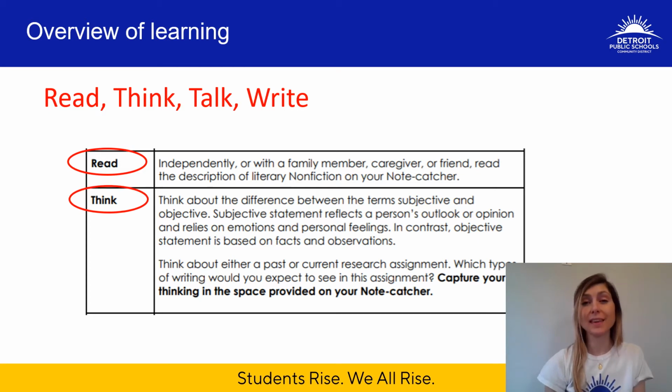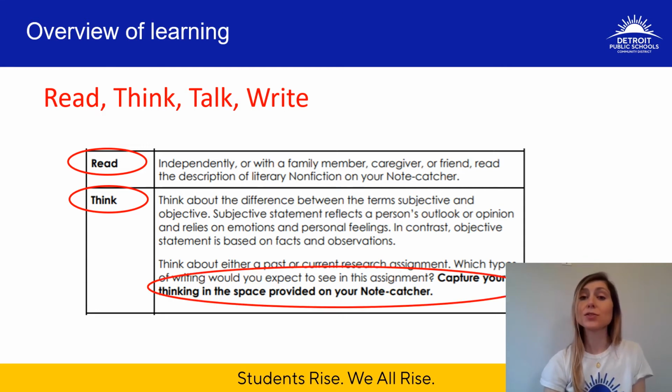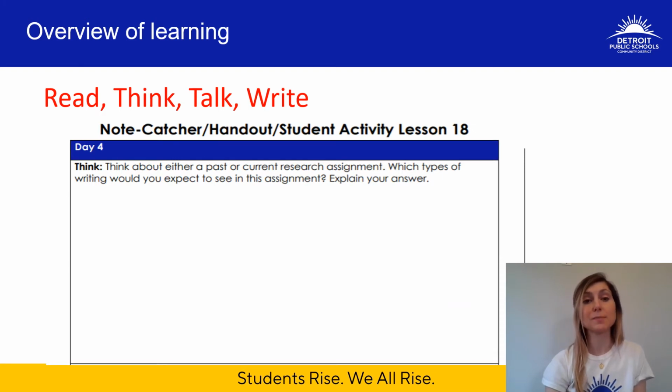Also, we want to be thinking about the concepts of subjectivity and objectivity. Subjectivity is part of someone's personal feelings and attitudes towards a thing or a situation. Whereas if someone adopts an objective viewpoint, they really rely on facts and observations, something that might be true for everyone. We'll ask you to document your thoughts on subjectivity and objectivity in the space provided in your note catcher.